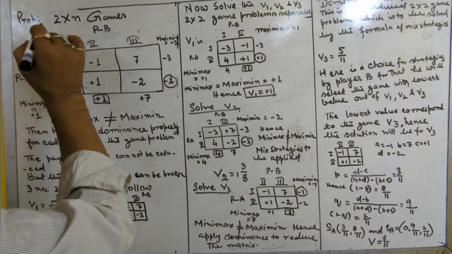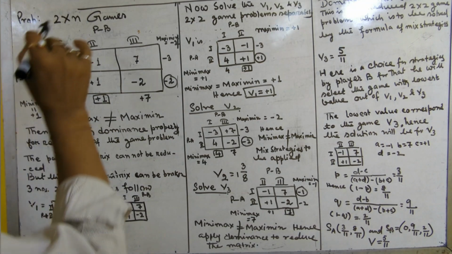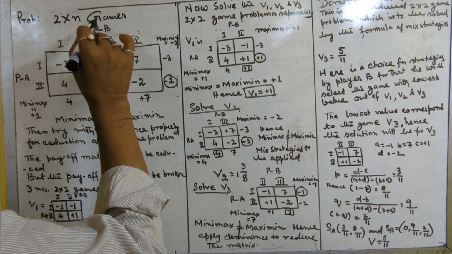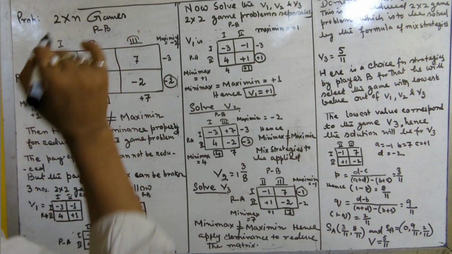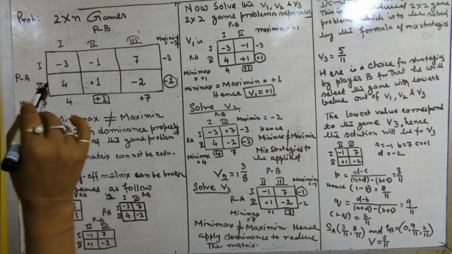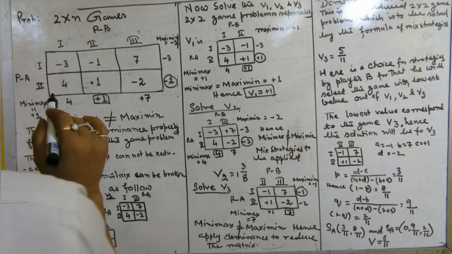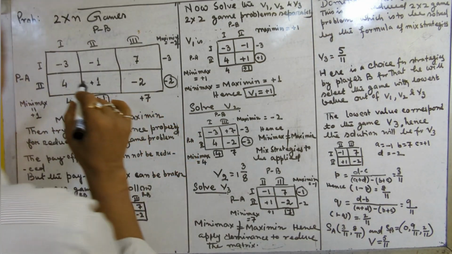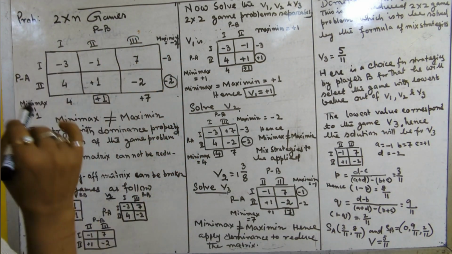We are going to discuss the 2 by n games problem. N indicates the number of columns, or the number of strategies, more than 2. That means the game problem for 2 by 3 or more. How do you solve it? This is the problem we have to solve.